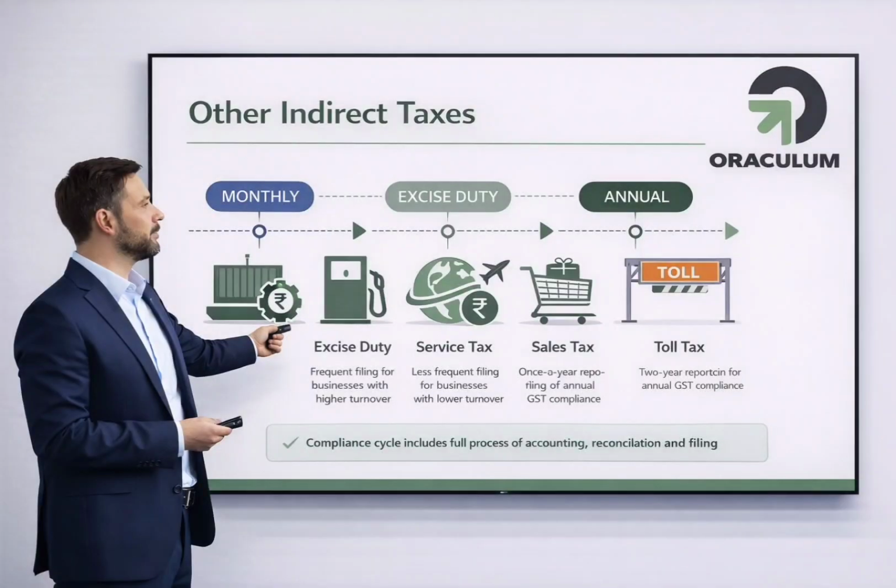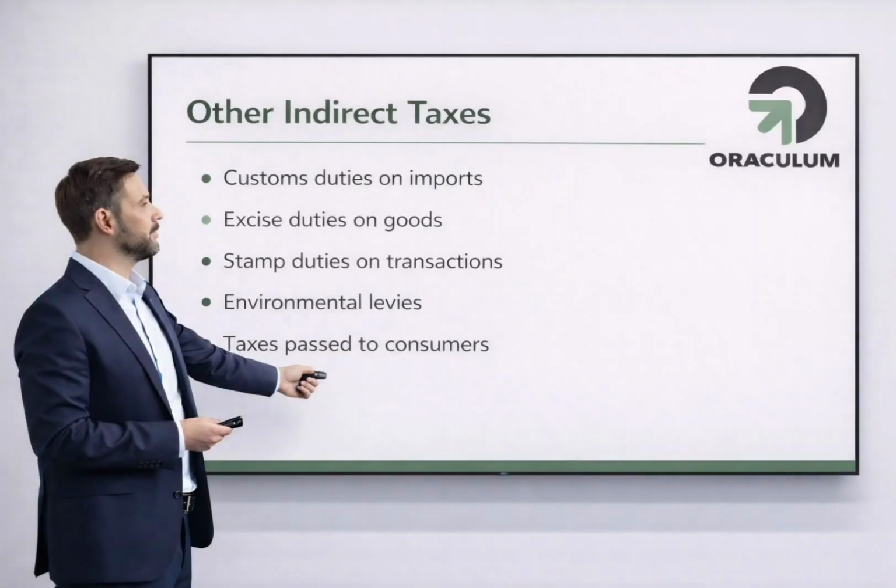Other indirect taxes. Apart from GST, governments may levy customs duties, excise duties, stamp duties, and environmental levies. These taxes apply to specific goods or transactions and are borne by consumers.